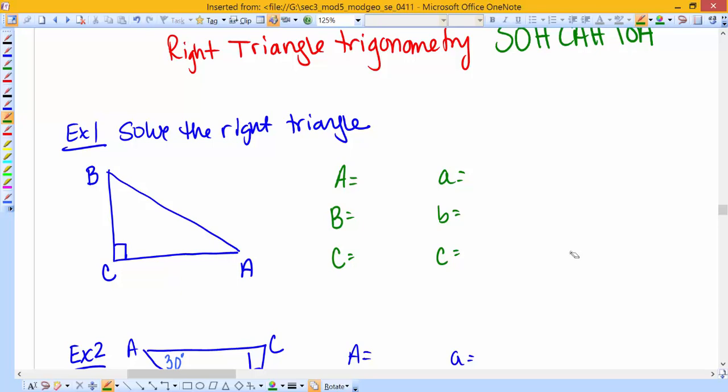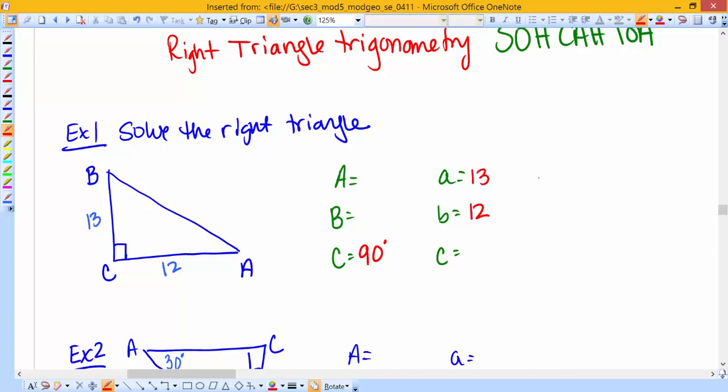So to solve the right triangle, let me fill in some sides here for you. Let's say that this is 12. Let's say this is 13. And let's say that that's all I am giving you. So we have two sides given. Don't forget, the sides are opposite their angle measure. So the only angle we're given is 90 degrees. I am given side B is 12. I'm given side A is 13.